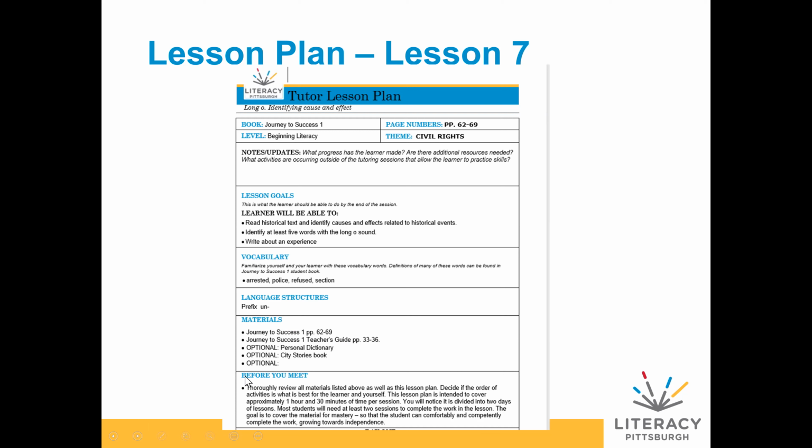And then it begins with the before you meet. So this is what you will need to do to prepare for your student, right? So essentially what you want to do to prepare is read through the lesson in the student's book, read through the teacher's manual, think about what else you might want to introduce that isn't there.